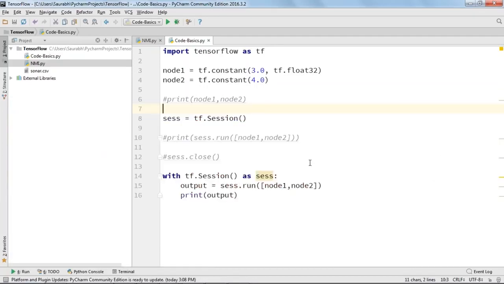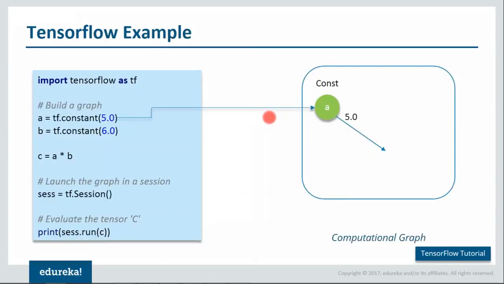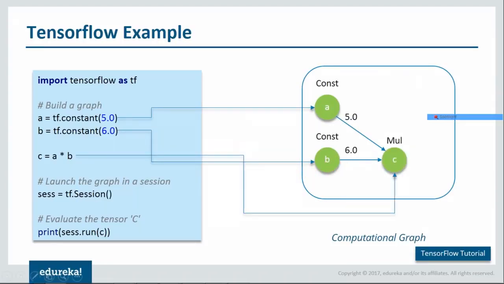So guys, let me explain this with one more example. For that, I'll open my slides once more. Here I have first defined a constant node A which has a value 5 in it. Then I've defined one more constant node which is B and the value stored in that node is 6. After that I've defined one more node and this is nothing but the multiplication of A and B. So till now we have built our computation graph.